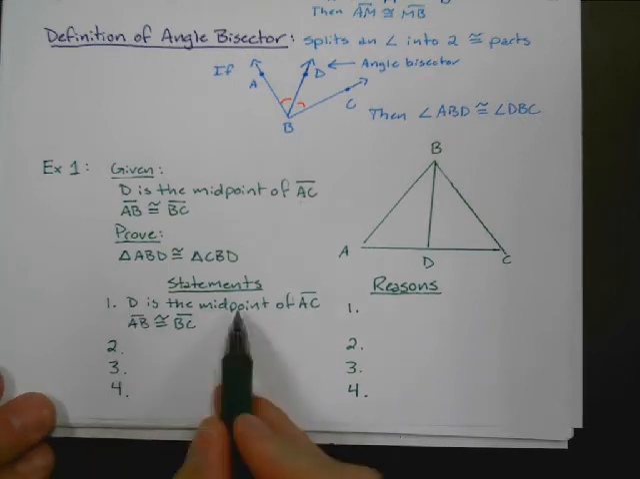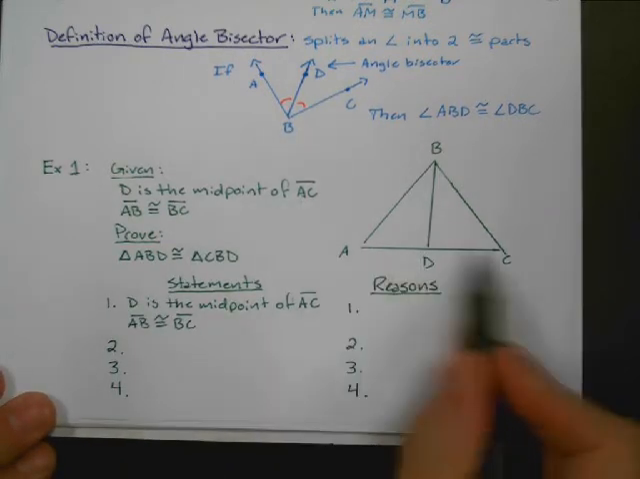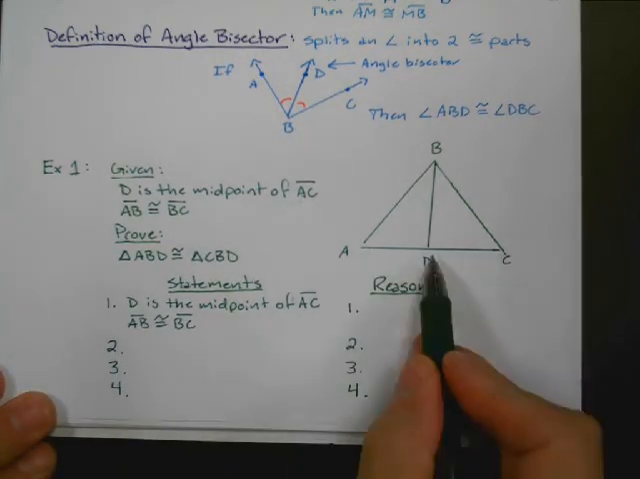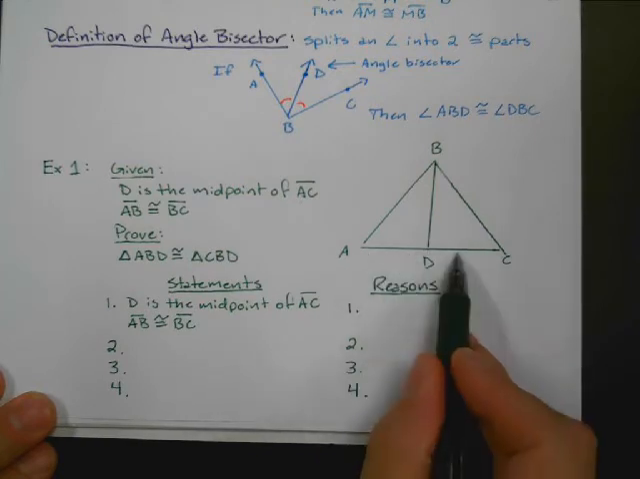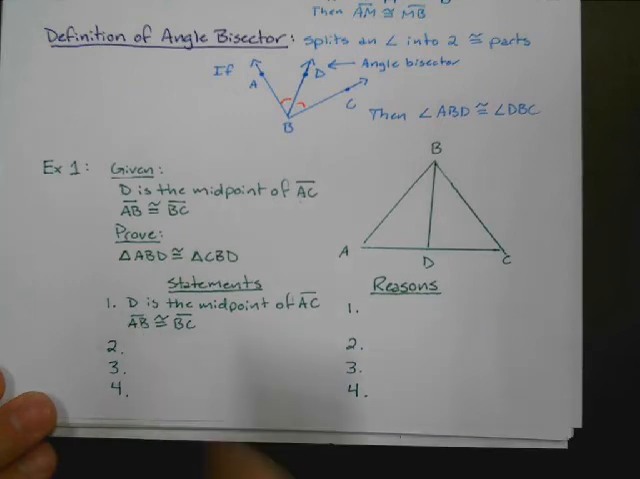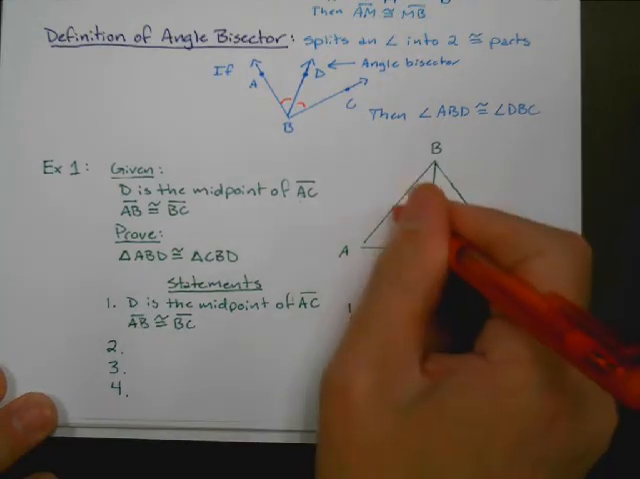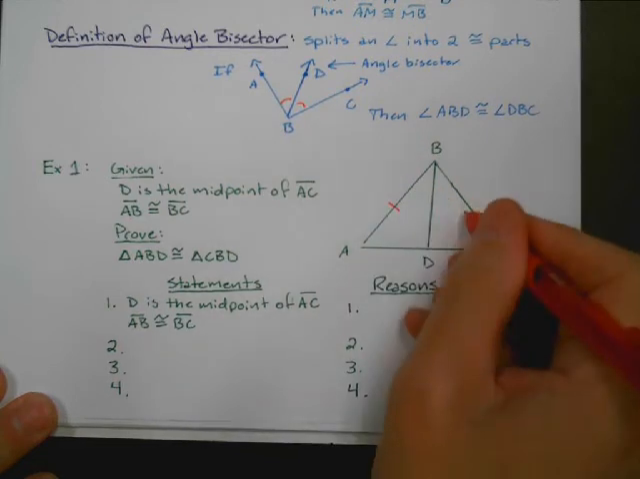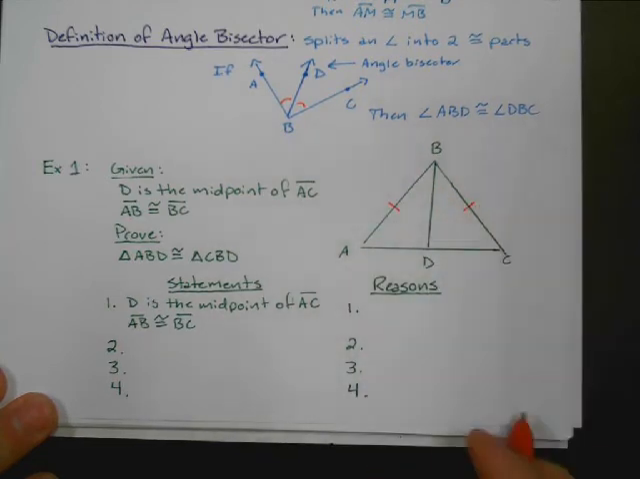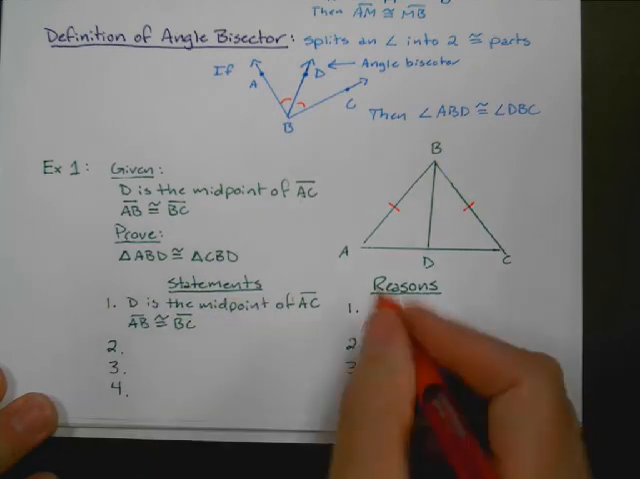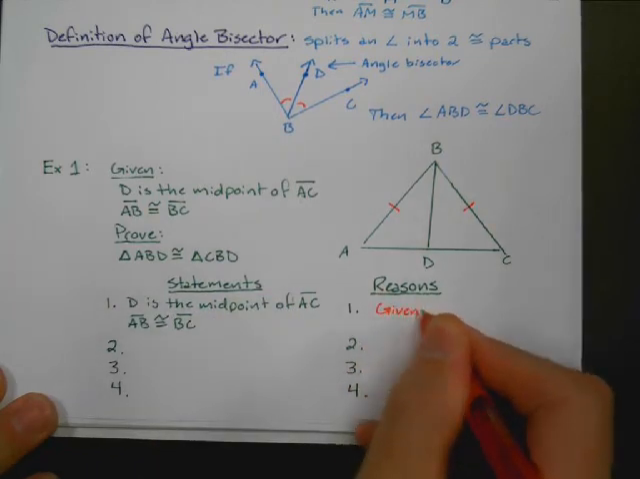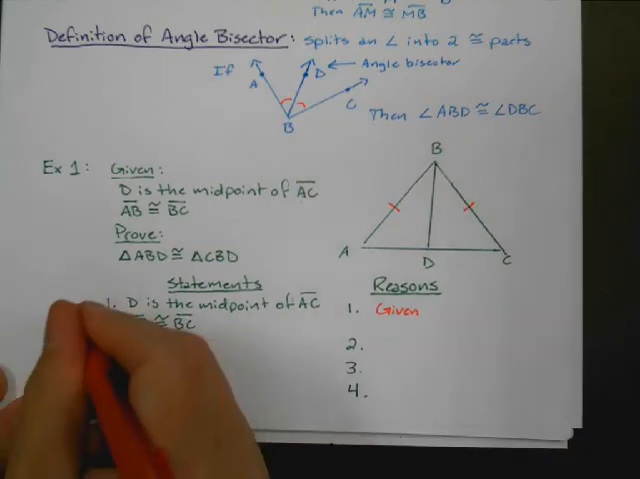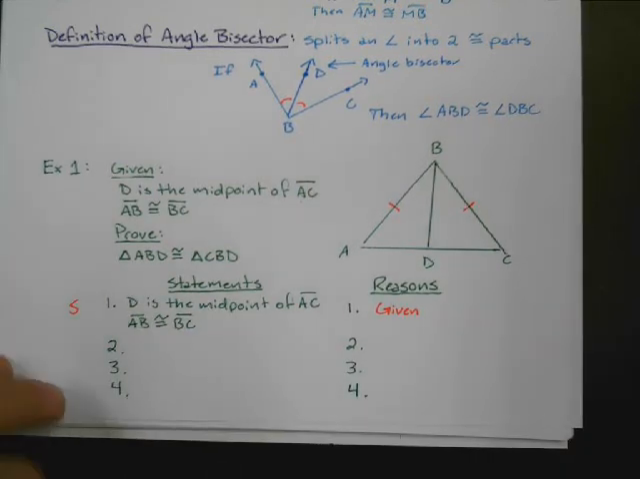They're saying that D is the midpoint of AC. All right, D is the midpoint of AC, so this is the midpoint. That means that these two are going to be congruent to each other. And then it says that AB is congruent to BC. So AB is going to be congruent to BC. And these are our given. So I'm just going to say, I know this is true because they gave it to me. It's given. Now I have proven one side is congruent.